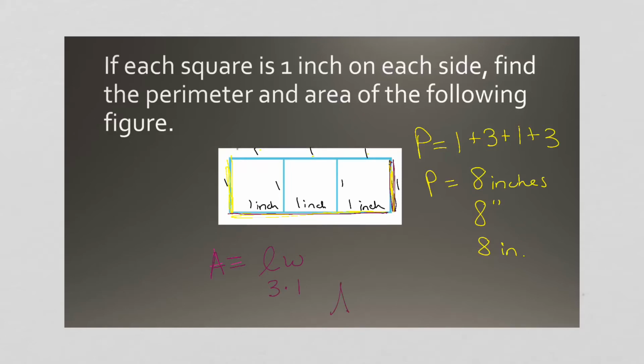So our area is 3. Remember, we talk about area in terms of square inches. So you can say inches squared, or you can say square inches. You can write that out. So our area is 3, and our perimeter is 8.